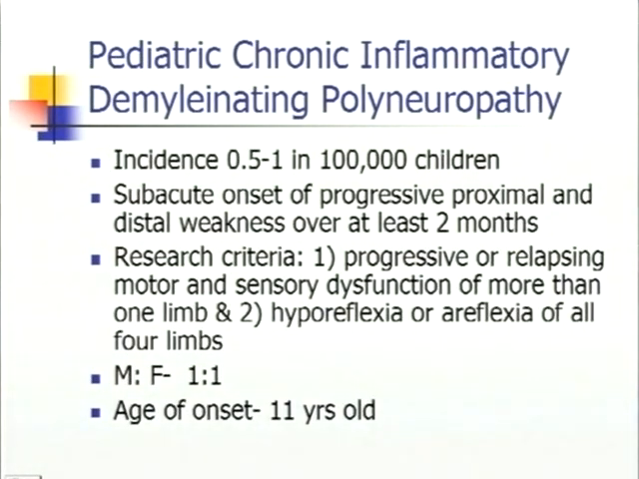Ann Connolly, who is a neuromuscular pediatric neurologist at St. Louis Children's Hospital, defines this disease as a progressive or relapsing motor or sensory dysfunction of more than one limb, and hyporeflexia or areflexia in all 4 limbs. So again, this could initially fool somebody into thinking this is a kid in spinal shock, but the history, of course, is much different. You have it over 2 months. And the average age of onset, unlike ADEM and pediatric TM, is older. It's about 11 years of age.